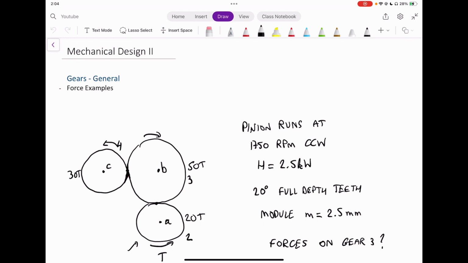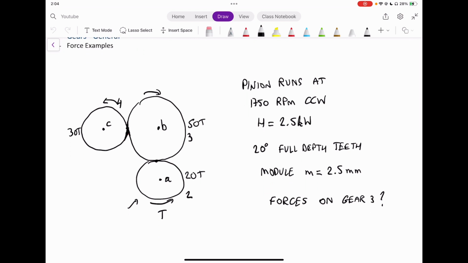So we're told that a pinion runs at 1750 RPM counterclockwise. So we're going to show that there is a pinion right here. Okay, so I'll erase that arrow, but we have a pinion right there called number 2. That's the first number in our system for the pinion gear.